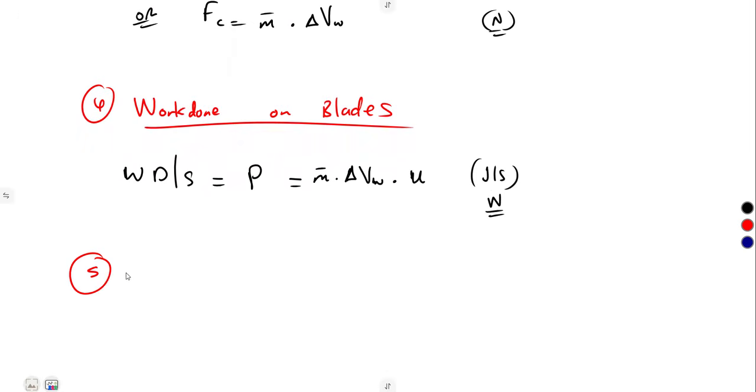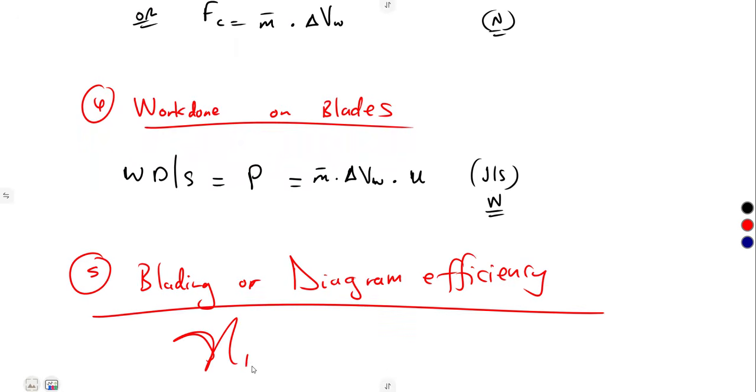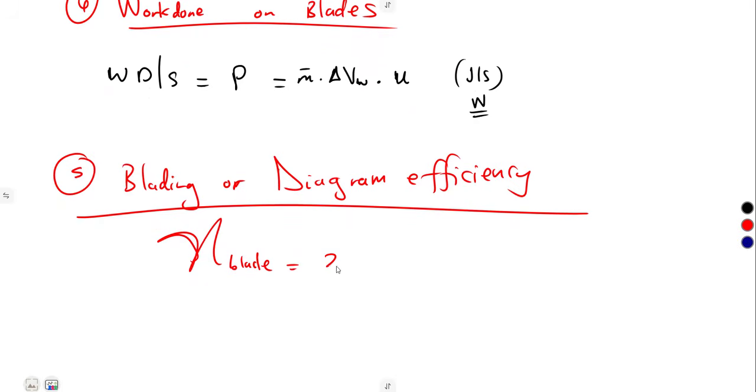Another part is going to be the blading or diagram efficiency. It can be calculated from the formula: 2 times u, which is our blade velocity, times the total wheel velocity, or change in wheel velocity, over V1, the absolute velocity at the inlet, V1 squared, times 100%. So we have these formulas, just an issue of applying them properly.